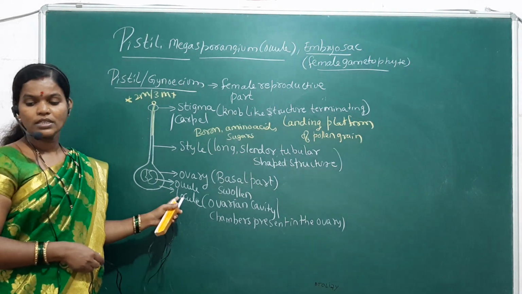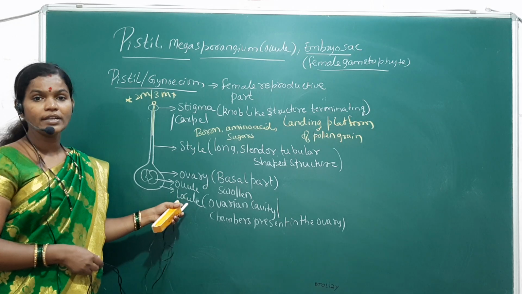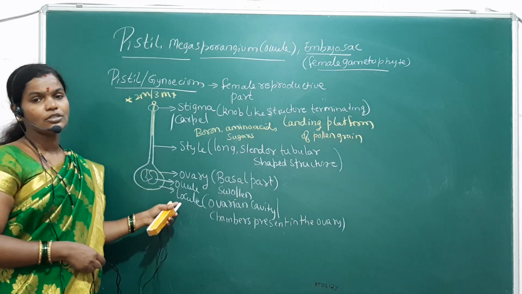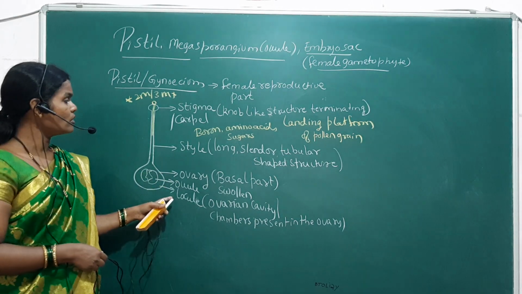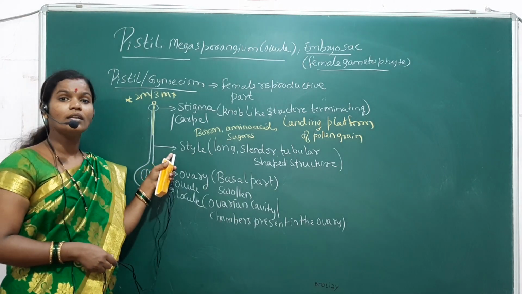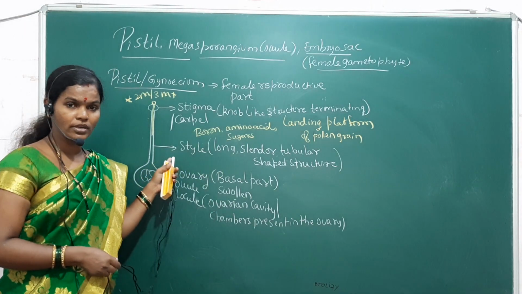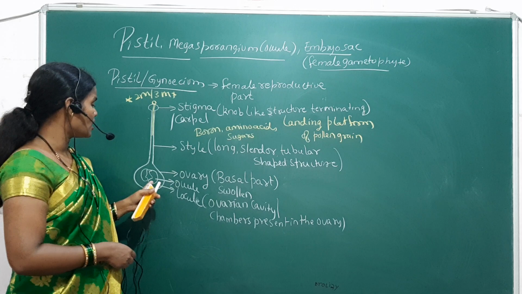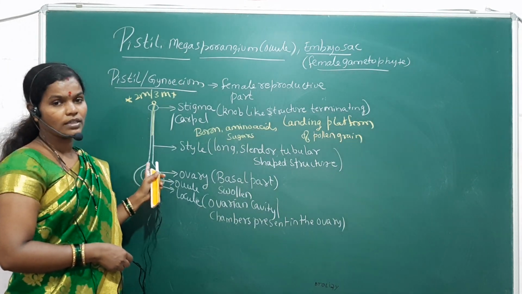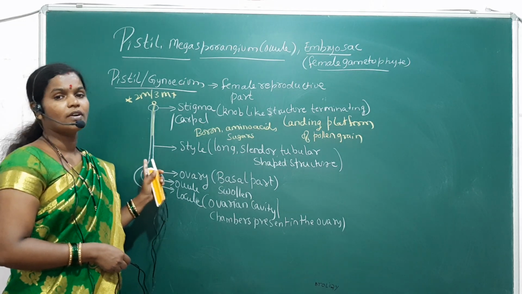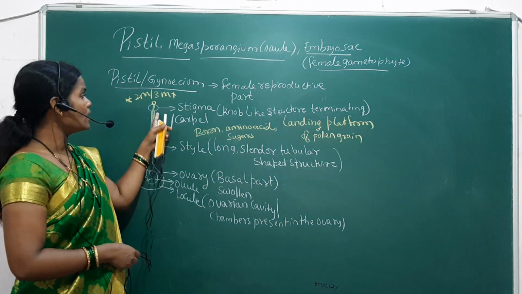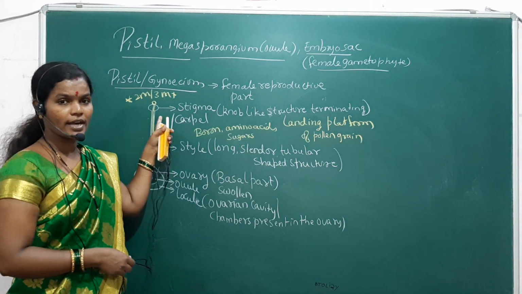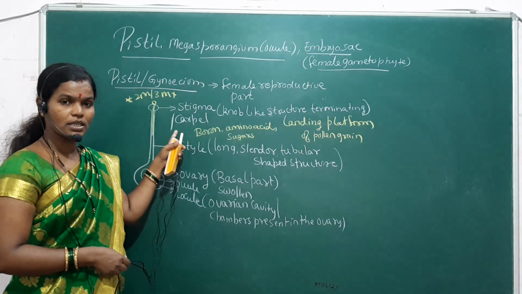Then locule is present. So locule is the ovarian chamber or ovarian cavity. Inside this locule, we are going to see the presence of ovules. And also students, the style is there. Style is a long, slender, tubular structure which helps the pollen tube travel and reach the ovary where the ovule is present and the process of fertilization is going to occur. And at the tip of the style, we see a knob-like structure which is called the stigma, or it is also called carpel.